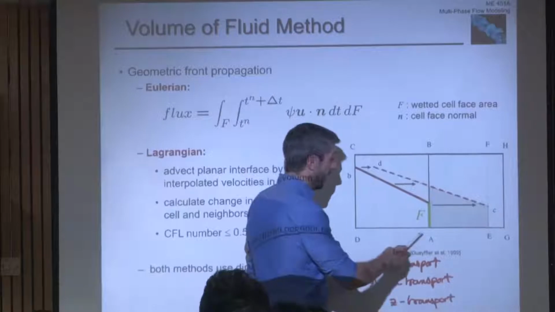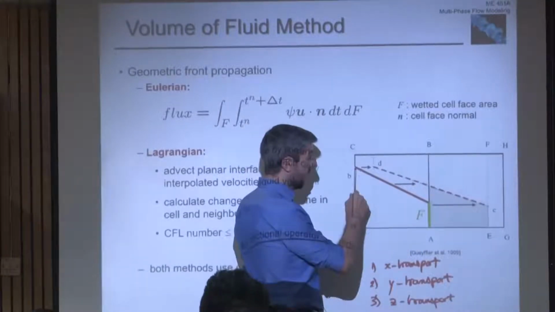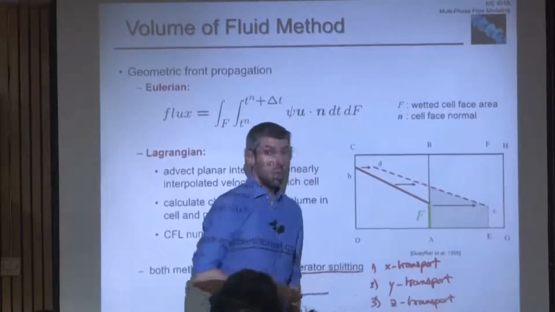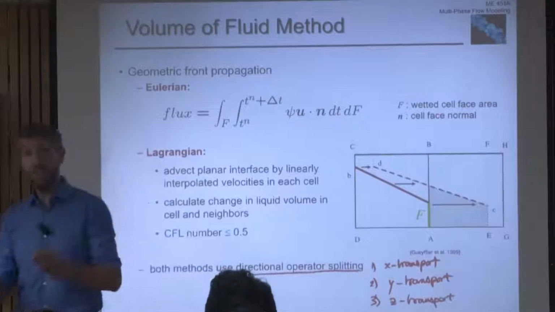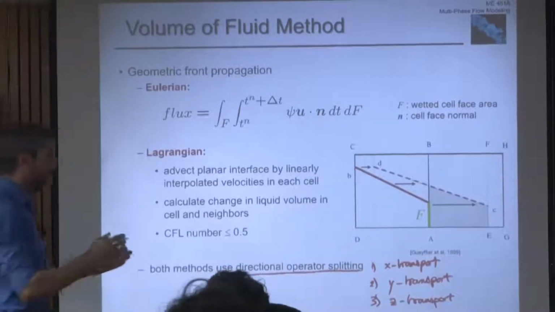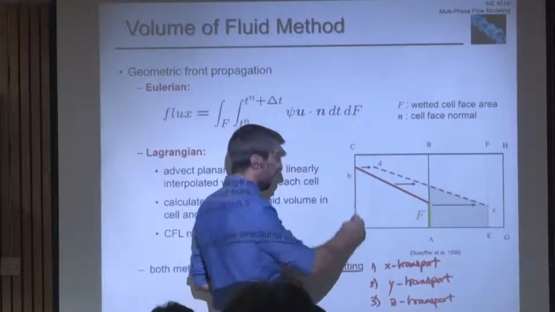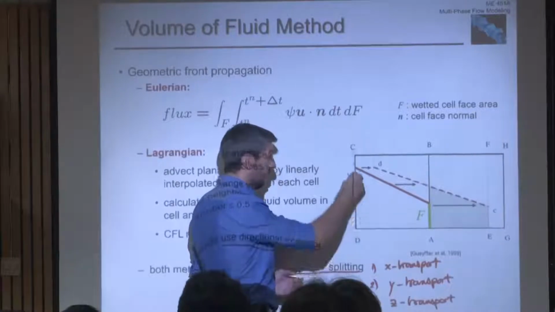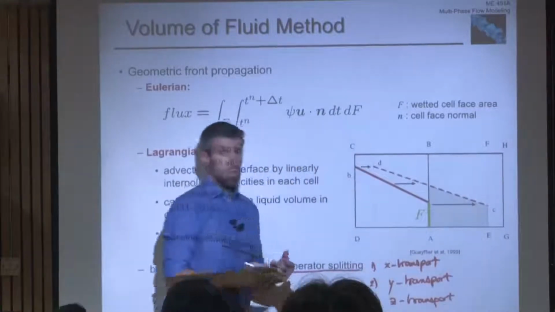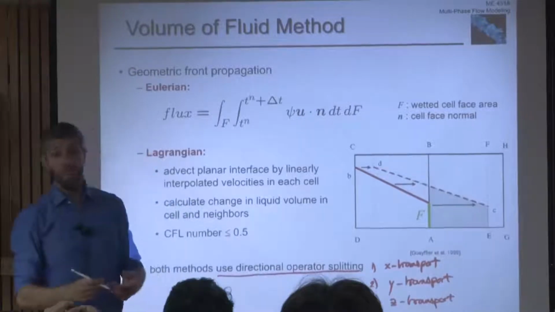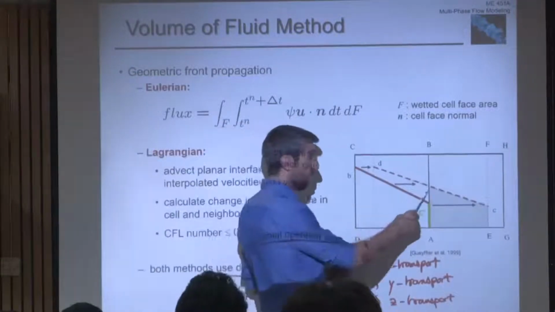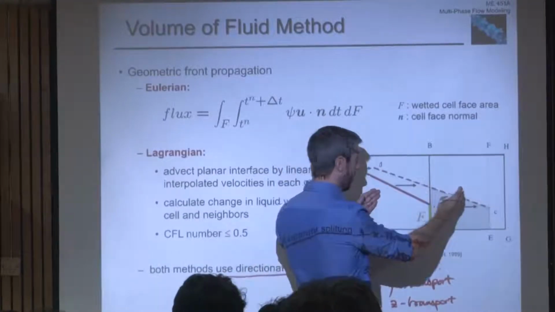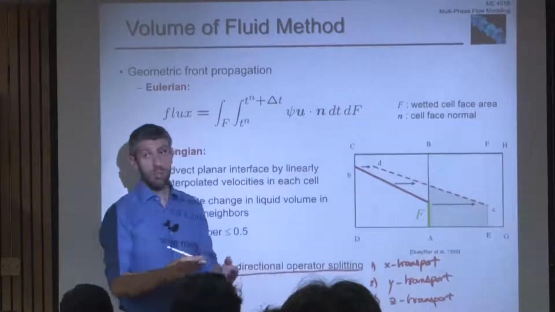If in cell A, B, C, D, at time n, I have an interface that I've reconstructed to look like this, I can look at this x transport. This x transport is happening from my cell face velocities if you're in a staggered framework. You have a velocity at that face, and you have a velocity at that face. They're not the same velocities, but you can assume that the velocity linearly varies from that face velocity to that face velocity. And so you're going to take that cell and advect it according to that velocity.